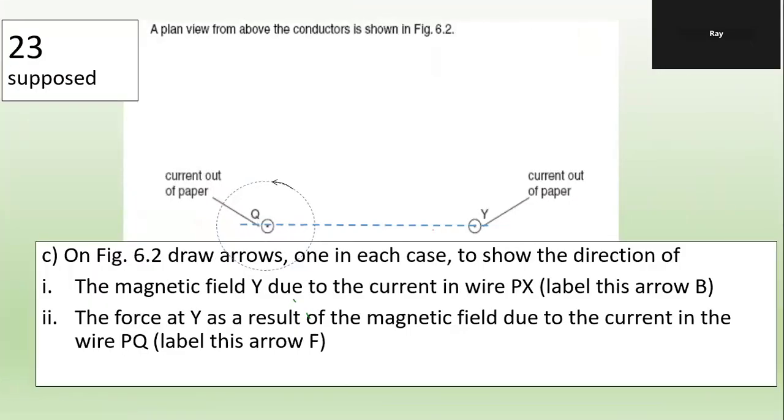Okay, now I'm testing you. On figure 6.2, draw arrows, one in each case, to show the direction of the magnetic field at Y due to current in the wire PX. Label this B. This is a current carrying conductor. We want the field here. Where is it?